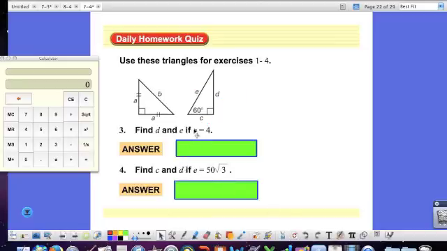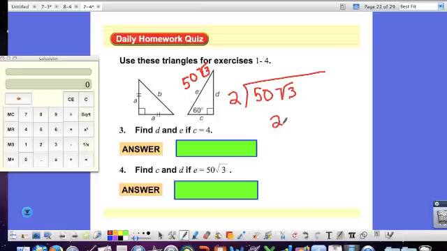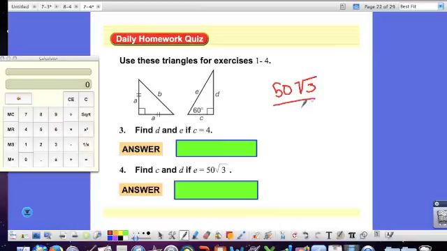And find C and D if E is 50 radical 3. Okay, so that's the hypotenuse. I'm going to find C first. So 50 radical 3 divided by 2, or actually that's not the way we would see it now. We would actually see it as 50 radical 3 divided by 2. You guys will like that better. 25 radical 3.